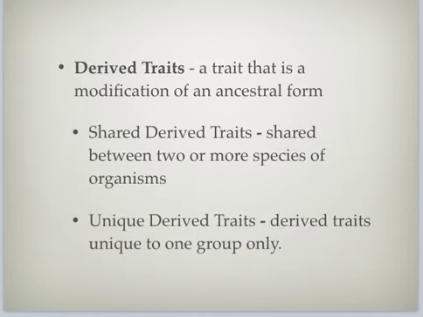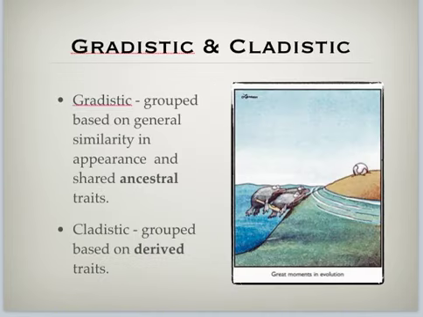And remember, we said there are two types of derived traits. There are shared derived traits, which are shared between two or more species, and then unique derived traits that are unique to only one species. Well, looking at these traits, we can come up with two systems of classification. And these two systems of classification have often been in competition with each other, but I want to talk to you briefly about them. We talk about classification as gradistic or cladistic.